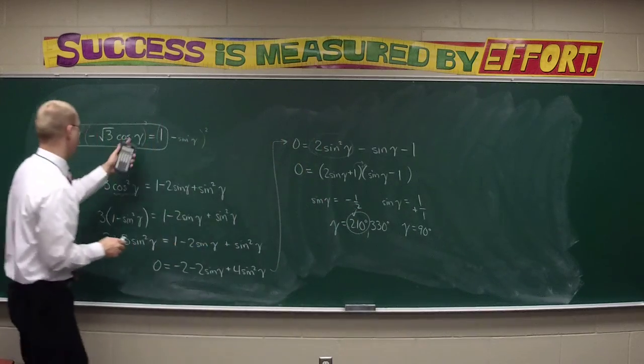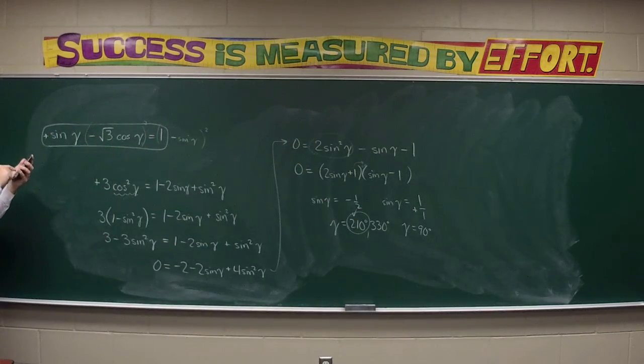Let's try 330. Same thing. So 330 cosine times the square root of 3, change it to a negative, plus 330 sine equals negative 2.